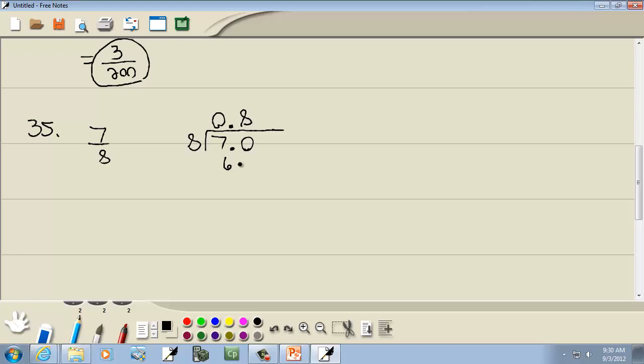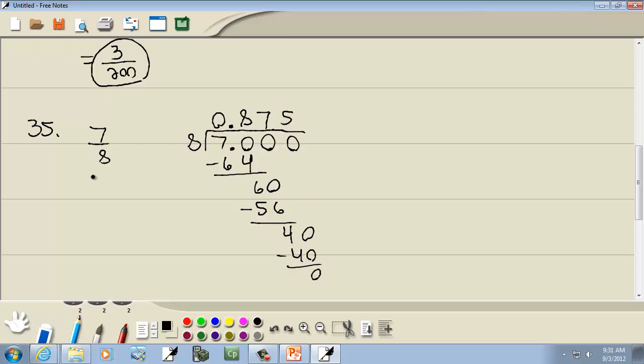8 times 8 is 64. Subtract those, we get 6. We're still not done, so we add on another 0 and put a 0 down here. 8 goes into 60 7 times, and that gives us 56. Subtract those, that gives us 4, and we add another 0. And 8 goes into 40 5 times. 5 times 8 is 40. Subtract that, and we get a 0. So our answer is 0.875.